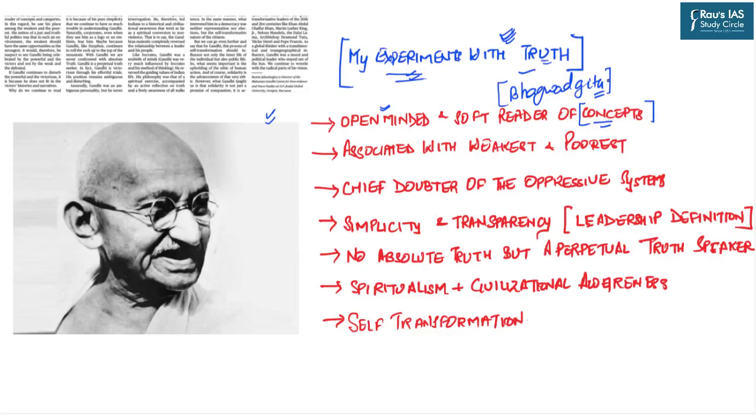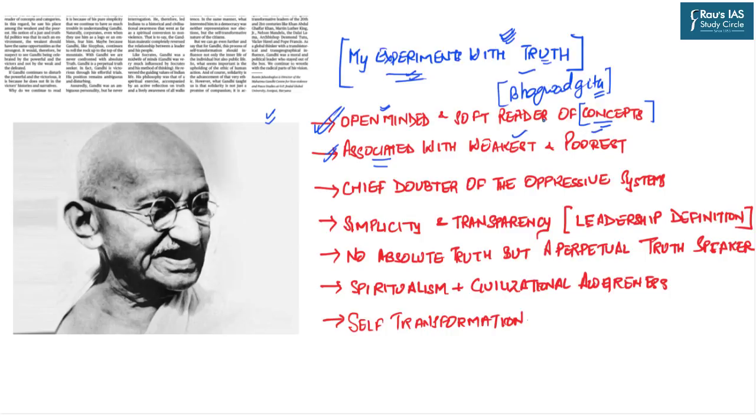Further, he also tried to implement the principles of the Gita ethics in his personal life. So that is why it is said that he was a very open-minded person and a soft reader of all the concepts. Now, the second important dimension of this author is the association of Mahatma Gandhi with the weakest and the poorest section of the society.